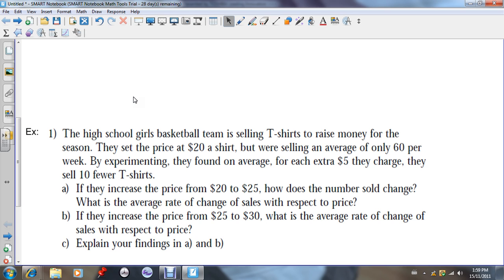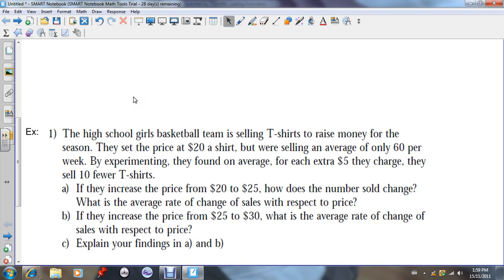So what is the average rate of change of sales with respect to the price? As the price increases $5, what happens to the t-shirts? The number of t-shirts sold goes down by 10. That is the average rate of change. As the price increases $5, the number of t-shirts decreases by 10.